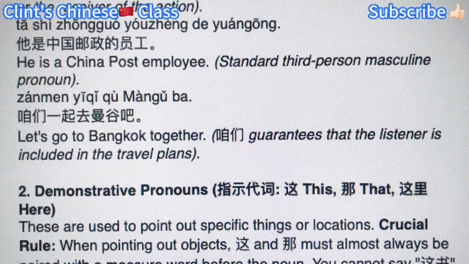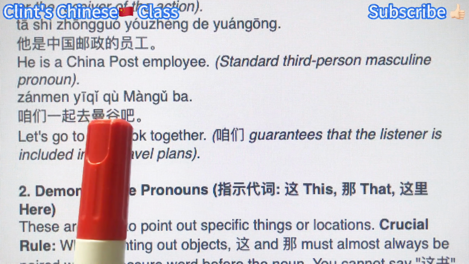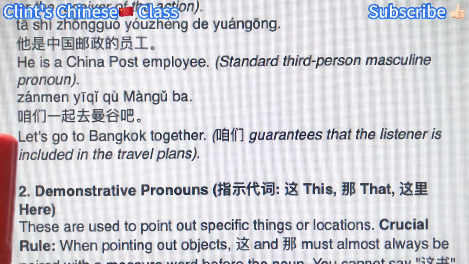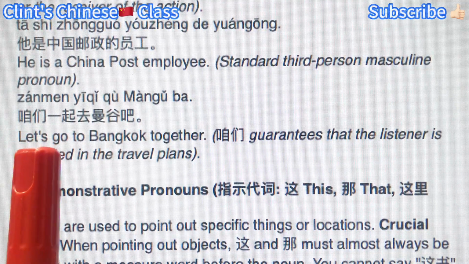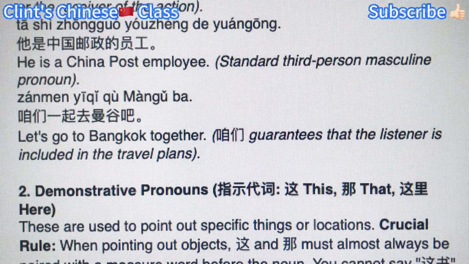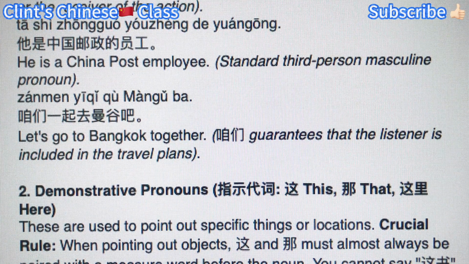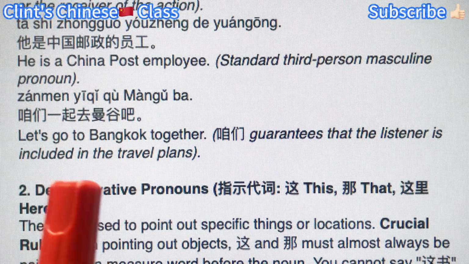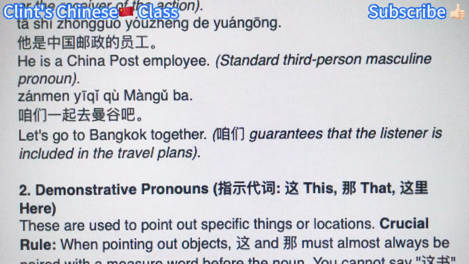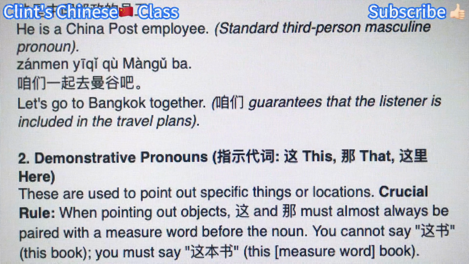Next, he is a China Post employee. 他是中国邮政的员工. So here he, 他 is a personal pronoun. Next one, let's go to Bangkok together. 咱们一起去曼谷吧. This is an imperative sentence. 咱们 means we, but here is more closer, especially when you use it with your friends. 咱们 let us. Okay, you can also say 我们一起去曼谷吧. So more than one person.